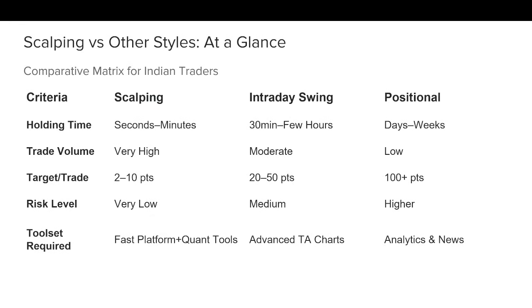Scalping will target 2 to 10 points, intraday swing will target 20 to 50 points, positional will target 100 plus points. Risk level in scalping is very low because in a minute if you see the trade not going for you, you will get out of it. So there is no overnight risk or gap down risk. Intraday swing is medium, positional is obviously higher because you are taking an overnight risk. Toolset: scalping requires a fast platform and quantitative tools which give you a decision. For intraday swing, you can use advanced technical analysis charts. Positional uses analytics, TA or fundamentals and news.